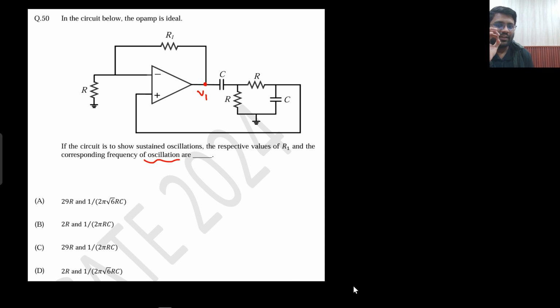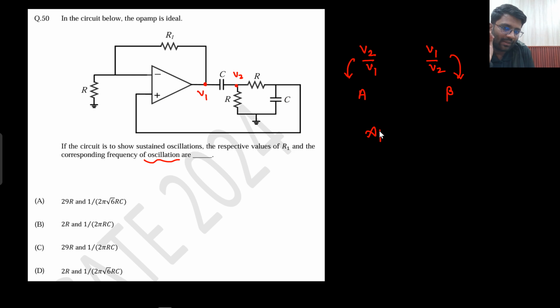Now the other node also I need to pick. Let's just say I have picked the other node here. This is my V2. So now my target would be that I first write down V2 by V1, and the other target would be to write down V1 by V2. So I need to go from V1 to V2 and then from V2 to V1. I need to write down both of the gains. Let's just say this gain I am calling A and this gain I am calling beta.